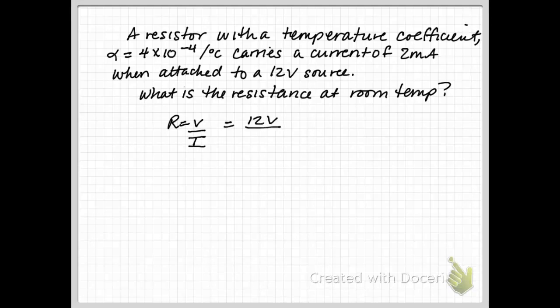12 volts is the voltage, and then 2 milliamps. Don't forget you have to work with amps and volts and ohms when you're doing Ohm's law. And when you do the math, you end up with 6,000 ohms for your resistance, and that's at room temperature.